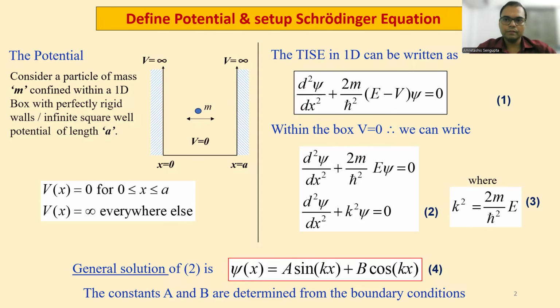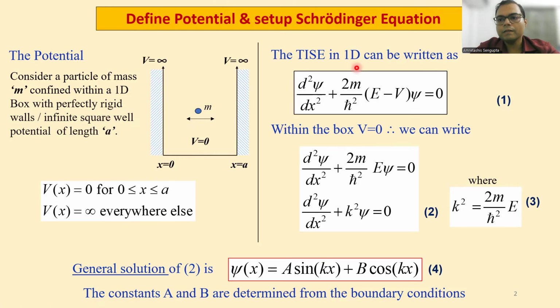The first step in this regard is to define the potential. If we look at this potential, we see that this is a 1D box with perfectly rigid walls, or an infinite square potential of length a, and the particle of mass m is confined within this box. The walls of this 1D potential extend up to infinity. There is no way the particle can escape, but inside the box, the particle is free.